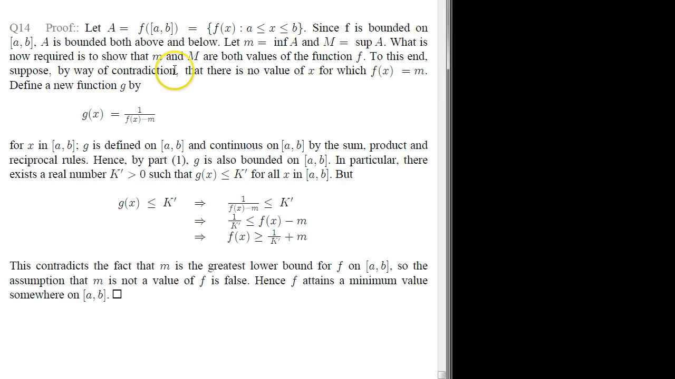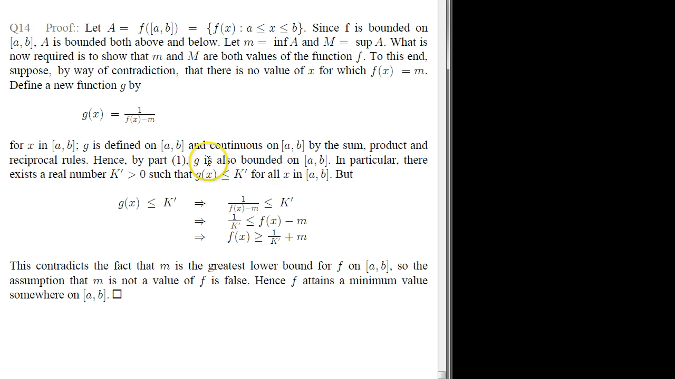To this end, suppose by way of contradiction, so we're going to look at the other one now, that there is no value of x for which f(x) equals lowercase m. So that's what we're going to look at now. Let's define this new function as before, for all x in [a,b]. By the same reasoning as before, all these constituent parts are continuous. So by the sum, product, reciprocal and quotient rules for continuous functions, g(x) is continuous. It's well defined because the denominator is non-zero, because f(x) does not equal m. So it's well defined and it's continuous.